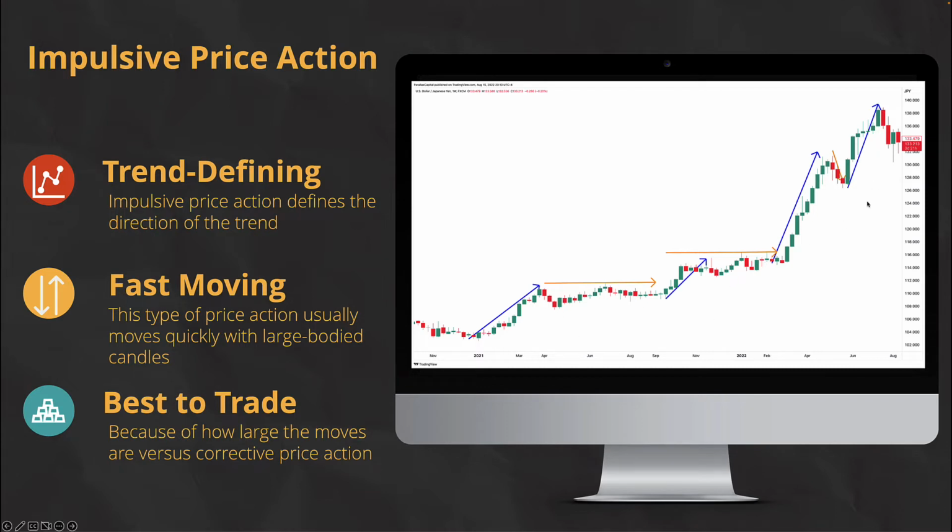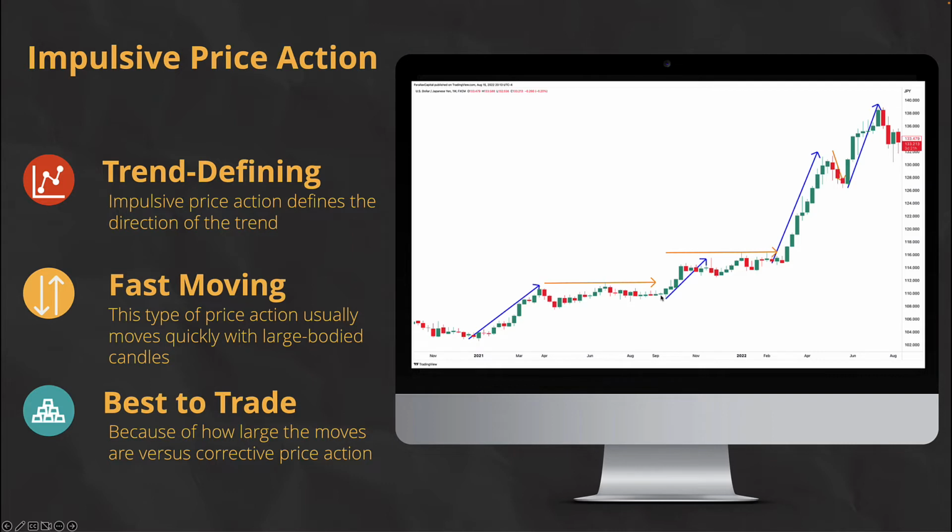You can see on this price chart that the blue arrows denote the impulsive phases of the market, whereas the orange arrows highlight the corrective phases. Looking at this first blue arrow, the market's moving strongly. Look at those big green candles. There are very few red candles, and notice that the red candles that are there typically have very small bodies. And then we move into a corrective phase.